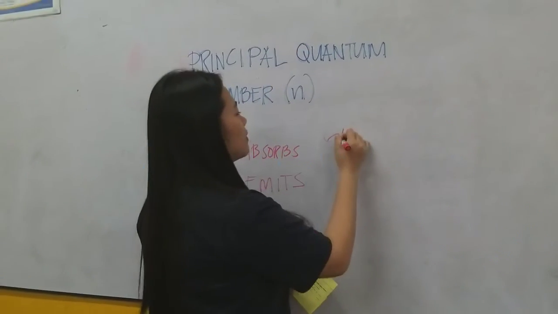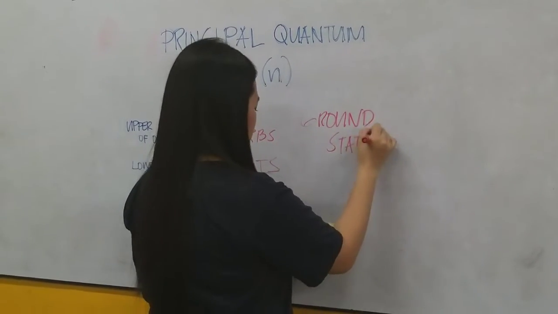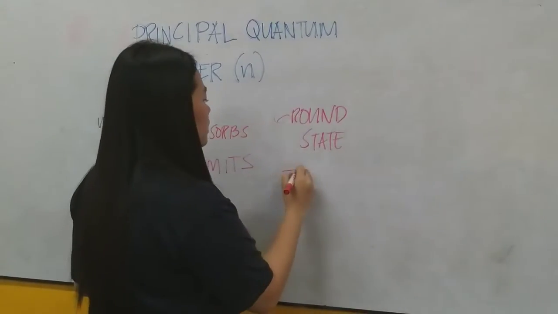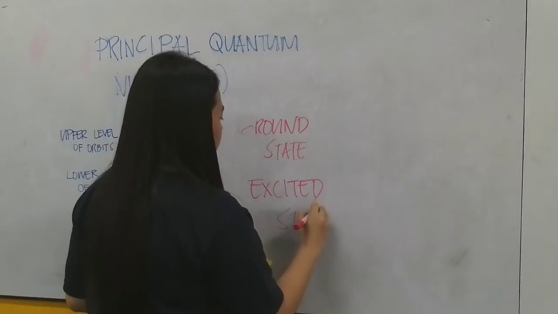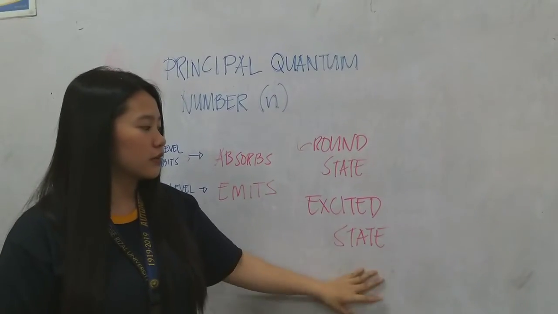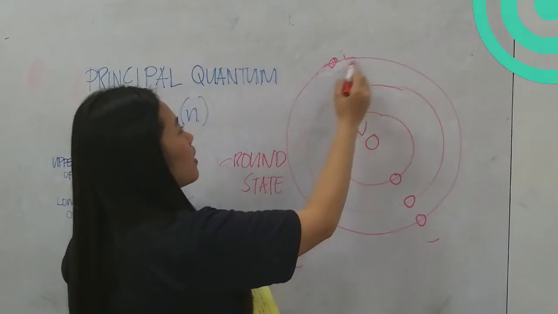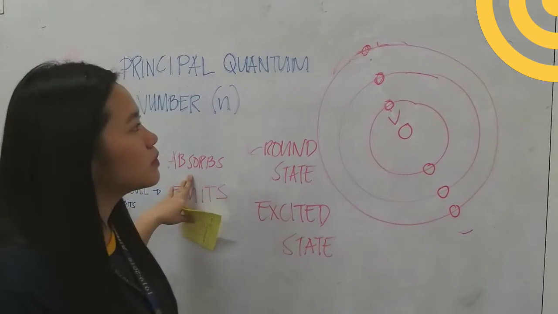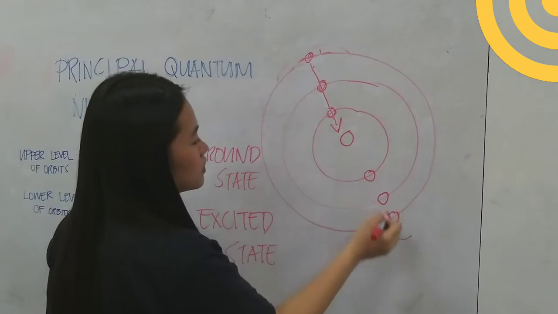When we say ground state, it means the atom is normal or steady. And when it's in the excited state, the atom jumps. This is the upper level of the orbit and this is the electron. And when we say it absorbs, it goes upward. And if it emits, it goes downward.